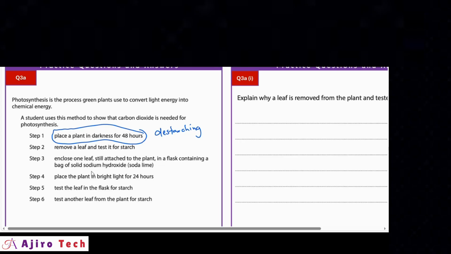Now let's look at step 2. Step 2 now says remove a leaf and test it for starch. Meaning that you want to see whether the destarching has actually taken place. So for this step 2, the result must be that it must test negative. If the result of step 2 tests positive, it means that maybe you didn't destarch properly, or maybe the environment where the plant was affects it. Maybe there's still starch.